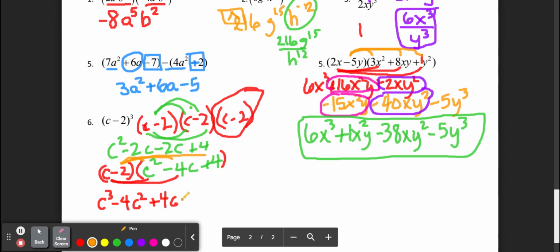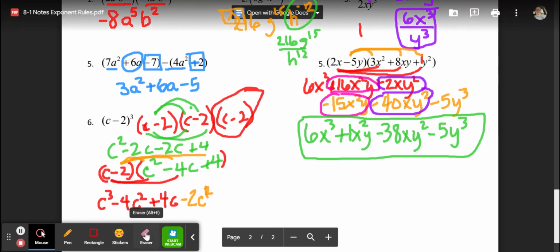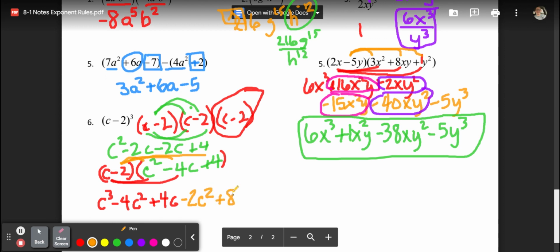So negative 2 times c squared is negative 2c squared. And a negative 2 times a negative 4. Let me rewrite that 2 there. So you get plus 8, and you get c, because the 2 does not have a c. Negative 2 times 4 is negative 8.